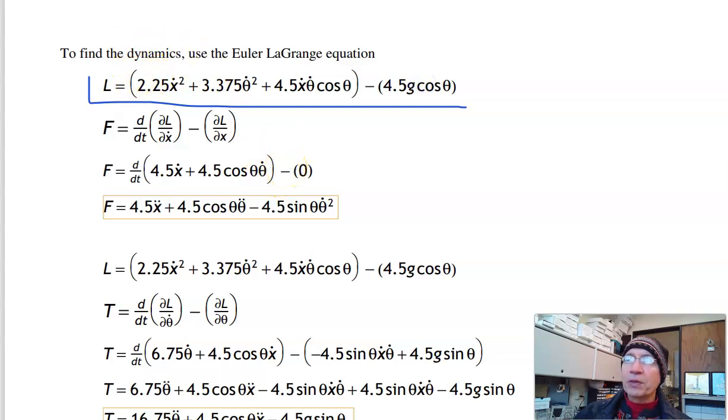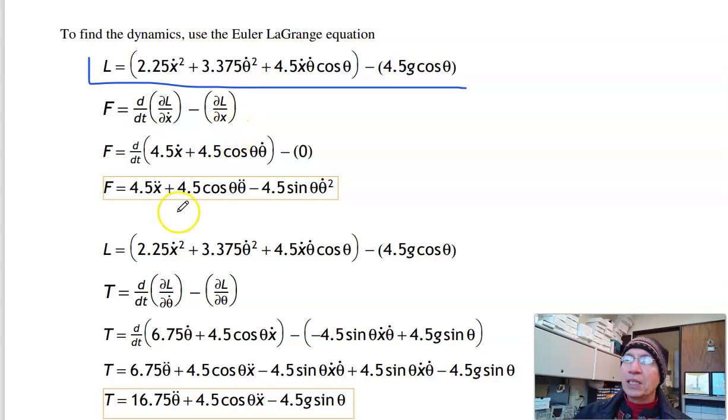Now take the full derivative. The derivative with respect to x dot is x double prime. Chain rule. Derivative with respect to theta dot is theta double prime. Derivative with respect to the cosine theta. Derivative of cosine theta is minus sine theta, theta dot. Times another theta dot gives you theta dot squared. So there's the force.